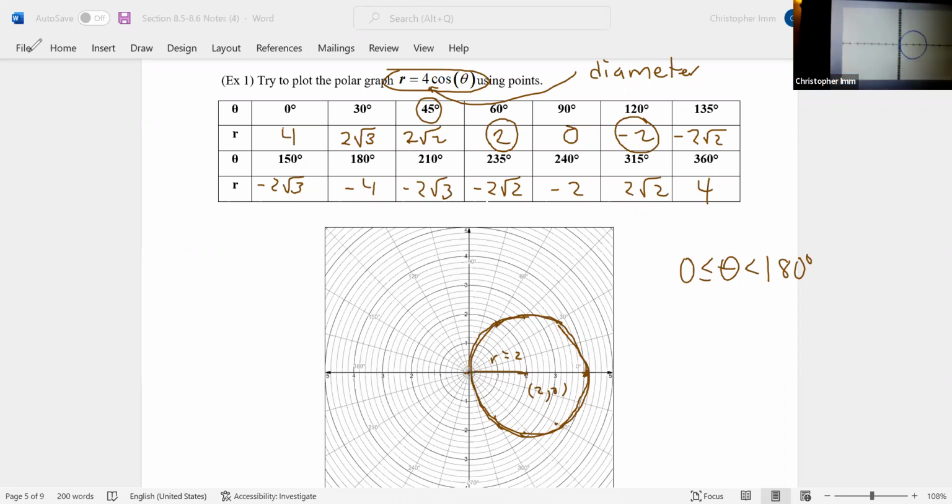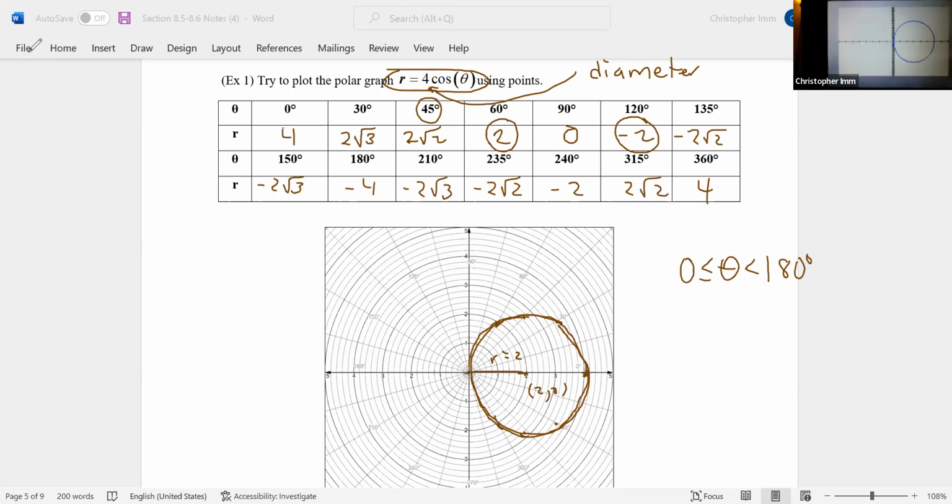What do you think is going to happen if I put in something like 6 cosine theta? What do you think? Any thoughts? The circle will expand and the center of it will move over by 1 unit. Yeah, that's exactly what happened. So if I have 6 cosine theta, it's still to the right. But now my center is at 3 and my radius is 3. So the diameter is moved up to 6.